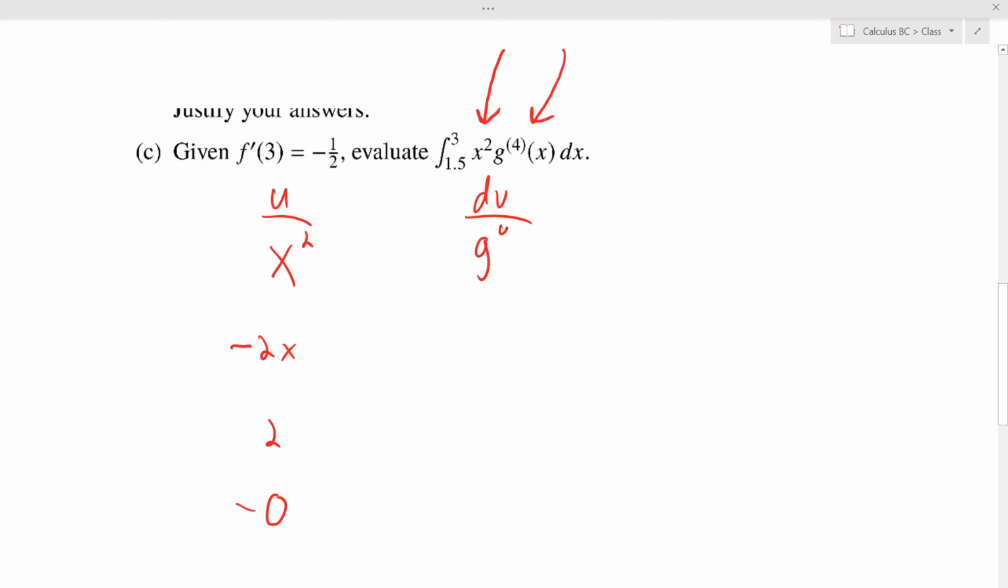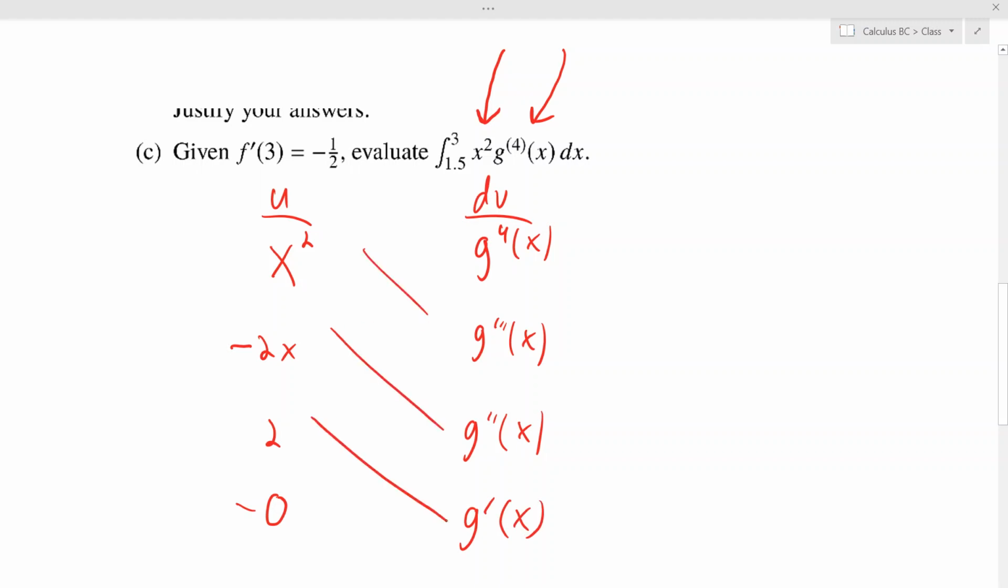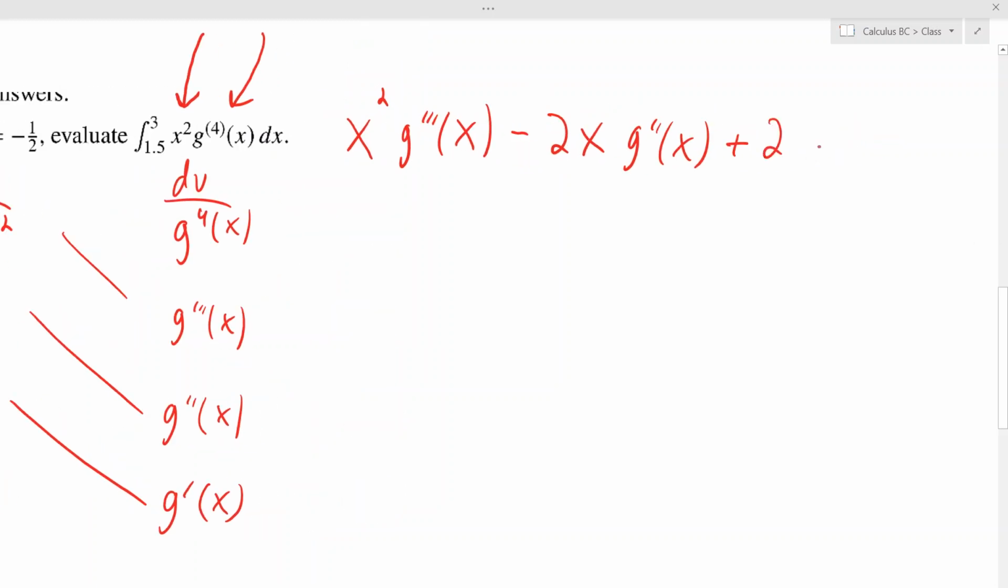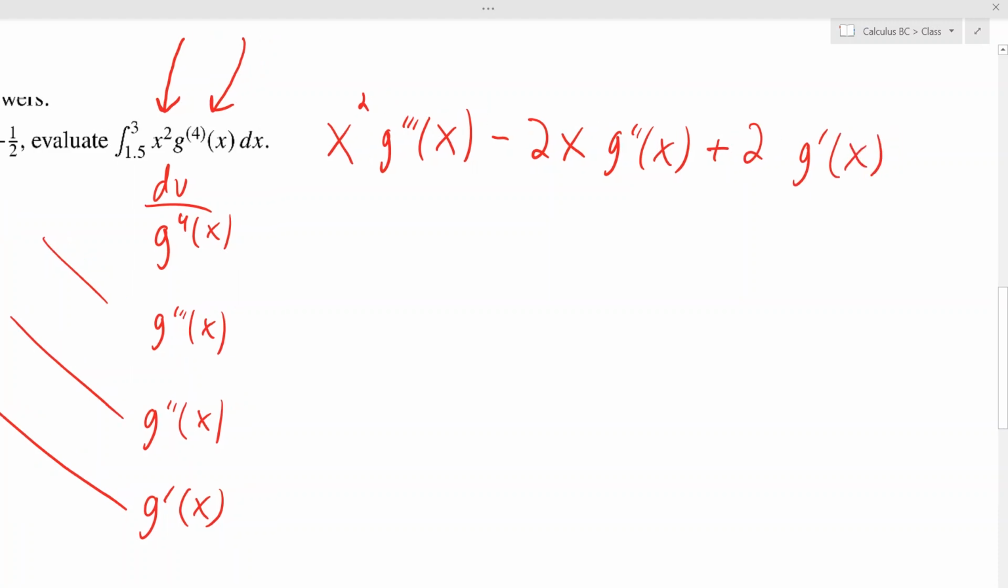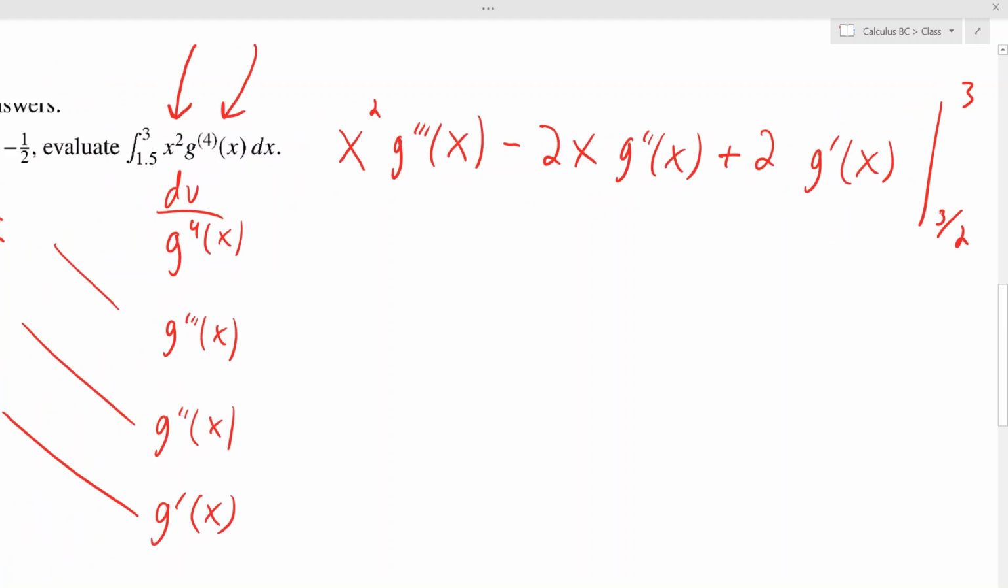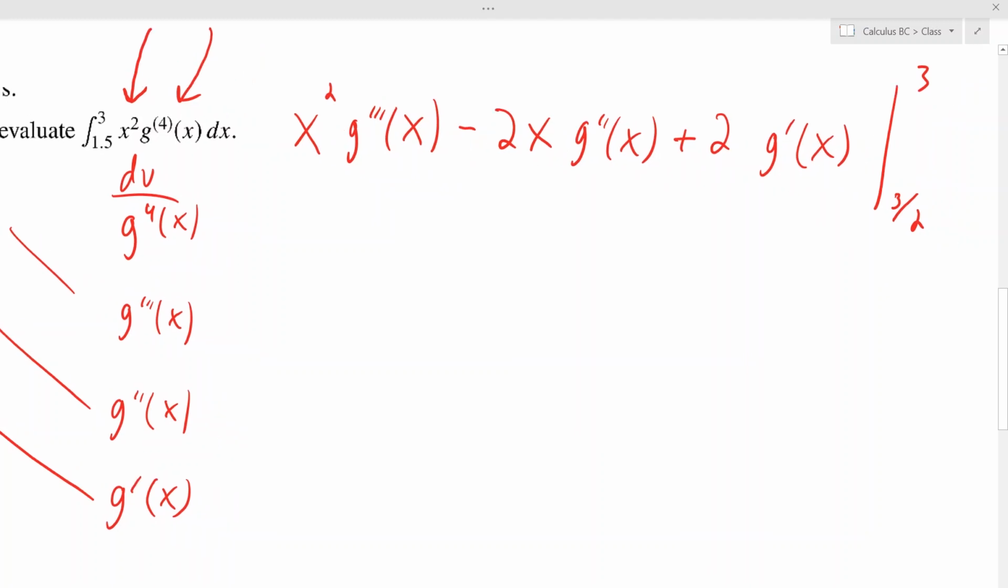And then over here, you're going to have the fourth derivative, which is going to lead us to the third derivative, which is going to lead us to the second derivative, which is going to lead us to the first derivative. And you pair them up like this. So this integral is actually x squared times the third derivative of g, which we wrote out somewhere and I erased very cleverly, minus 2x times the second derivative of g, plus 2g prime of x. And we want to know what that is from 1.5, which is 3/2, to 3. So hopefully everybody's okay on the parts thing going on there.